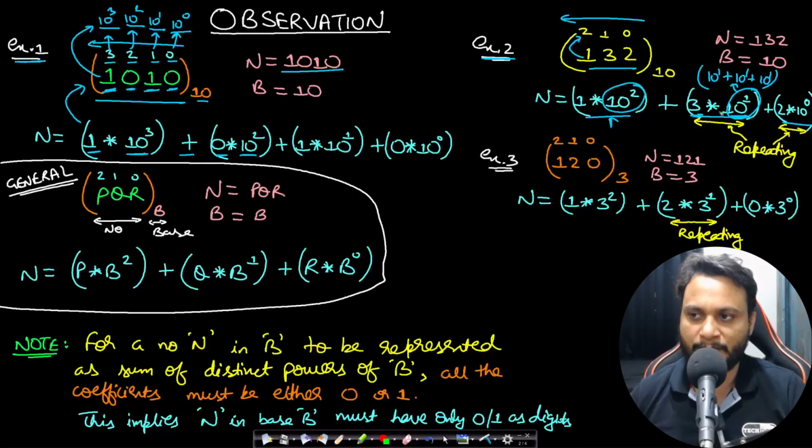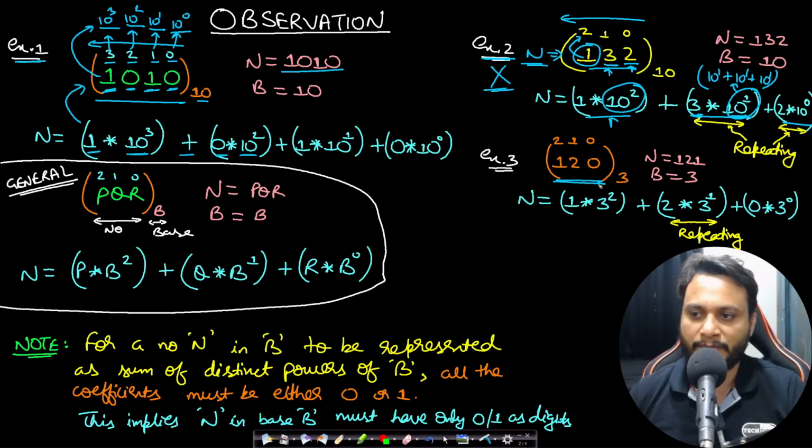We cannot have the same power occurring multiple times. Therefore, if you had asked me if this is the given number and tell me if this can be represented in sum of distinct powers of 10, then you will say that no, it is not possible. And why is it not possible? Because the coefficient 3 is actually greater than 1 and this 2 is also greater than 1, right? You cannot have a coefficient which is greater than 1 and still represent the number as sum of distinct powers of 10. It will not be possible.